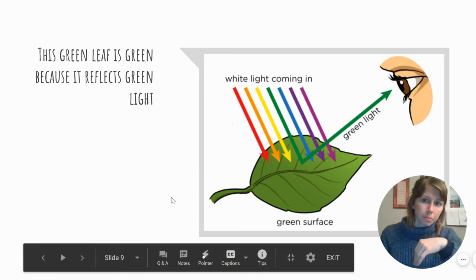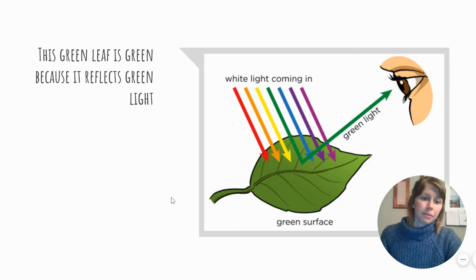Here's another example. This is what's in your book. Here we have a leaf, and the leaf is absorbing all of those colors except green. It is absorbing red, orange, yellow, purple, indigo, and the green is reflecting off of the leaf and into my eye. How the eye interprets it and how our brain interprets it is a whole other process, but this at least shows you how we see color.